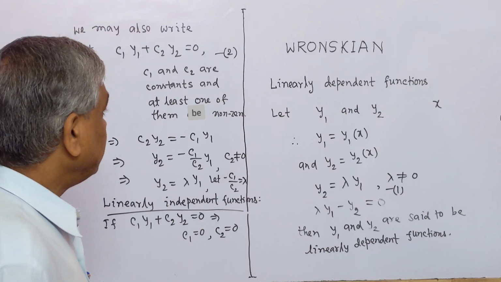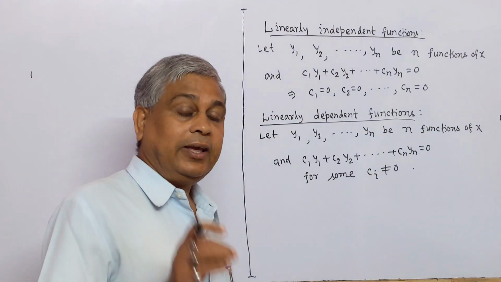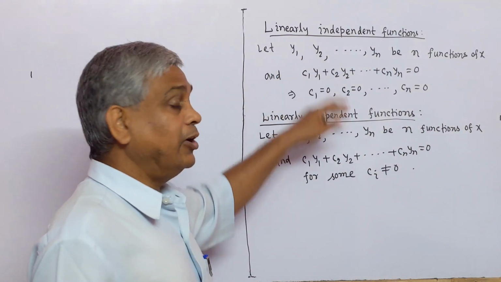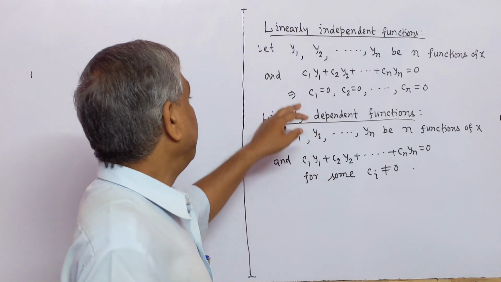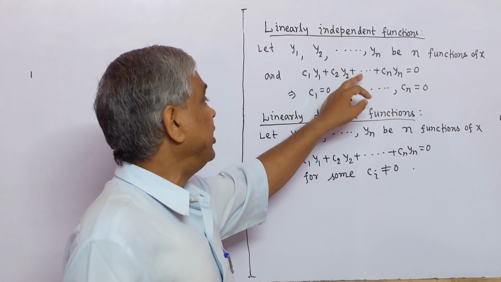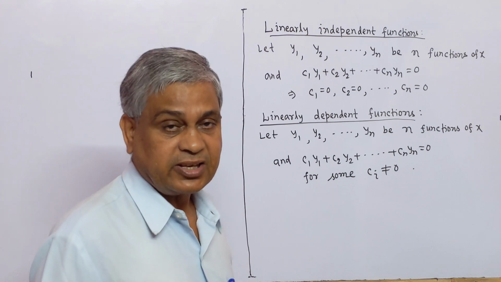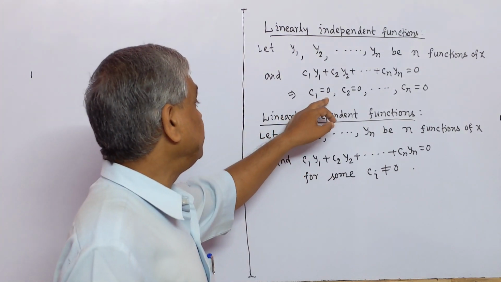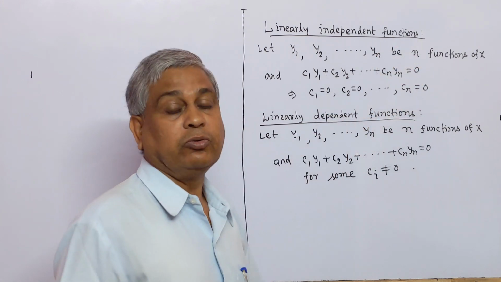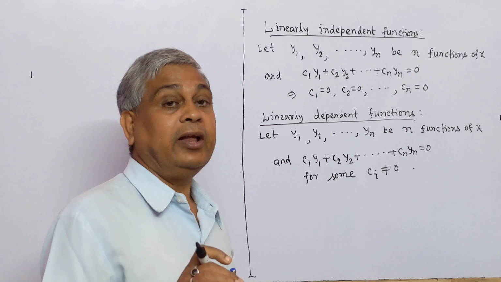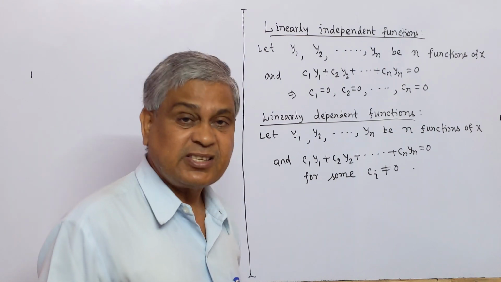In generalized form, we write linearly dependent and linearly independent functions as follows. Linearly independent functions: let y1, y2, ..., yn be n functions of x, and c1 y1 plus c2 y2 plus ... plus cn yn equal to 0, where c1, c2, ..., cn are all constants, implies that c1 equal to 0, c2 equal to 0, and all c's are 0, that is, cn equal to 0. Then y1, y2, y3, y4, ..., yn are linearly independent functions.